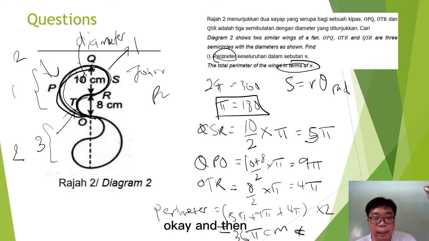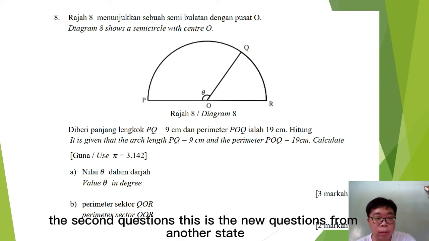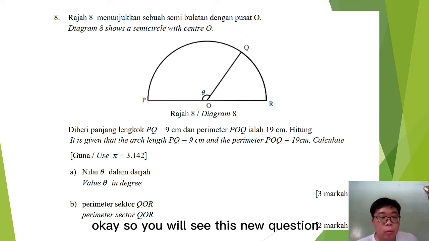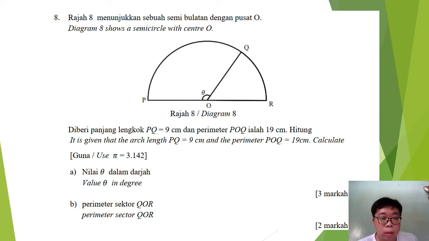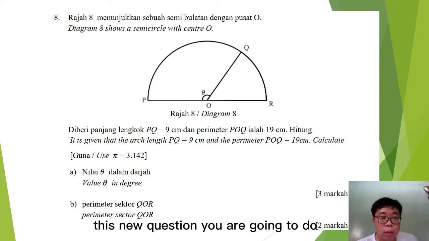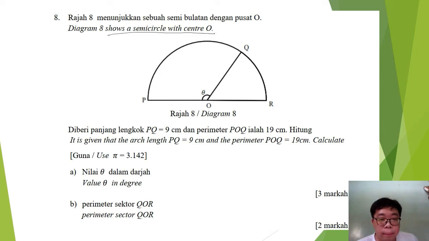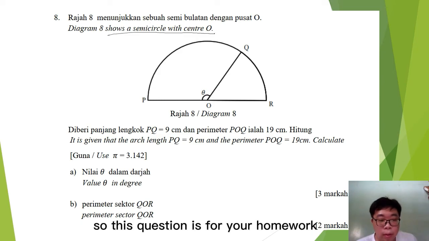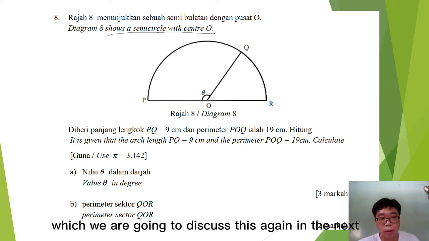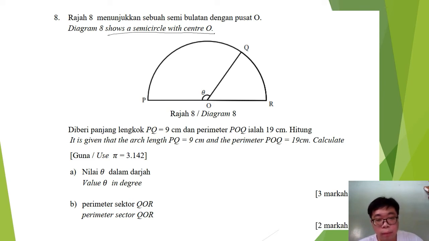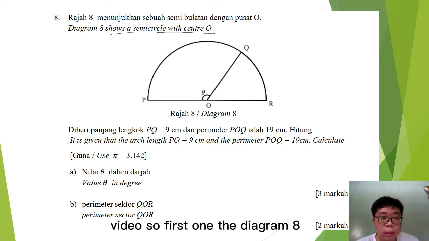Okay, and then the second question. Okay, this is a new question from another state. Okay, so we will see this new question in which it shows a semicircle with center O. Okay, so this question is for homework in which we are going to discuss this again in the next video. So first one, the diagram 8.